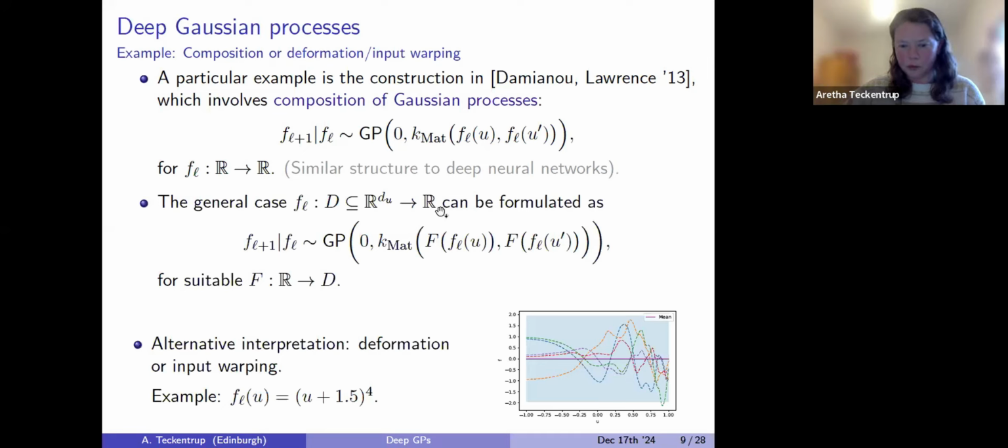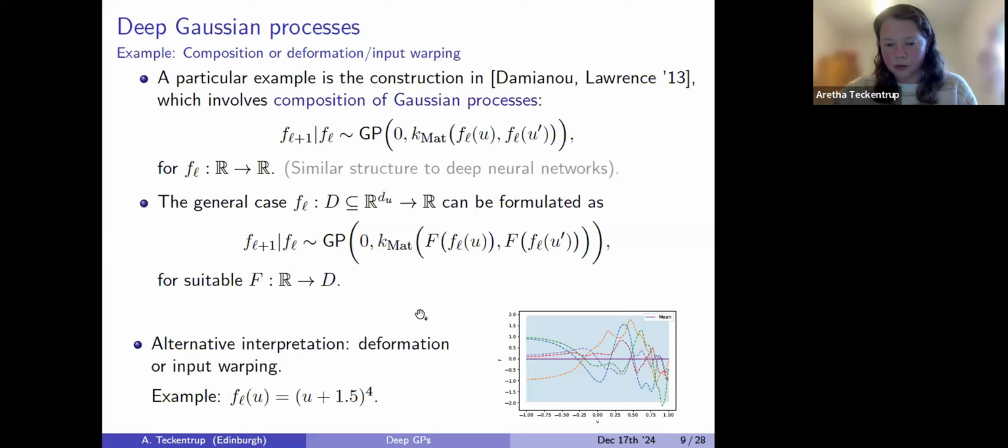You of course have to make sure that the input and output dimensions match, so you might have to include a transformation here. I wouldn't worry too much about that. It's really just making sure that the input dimension of layer L+1 matches the output dimension of layer L, so that you can do the composition.